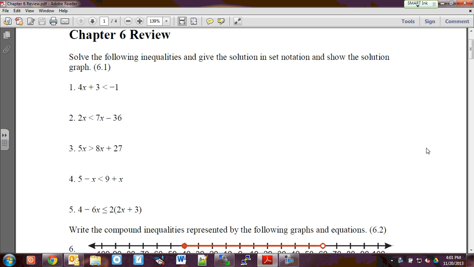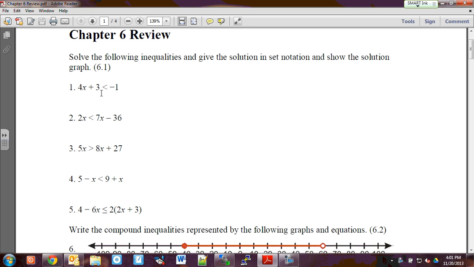Alright guys, here's your Unit 6 test review. So let's get started. It says solve the following inequalities and give the solution in set notation and show the solution graph. Okay, so number one, we need to solve for x.